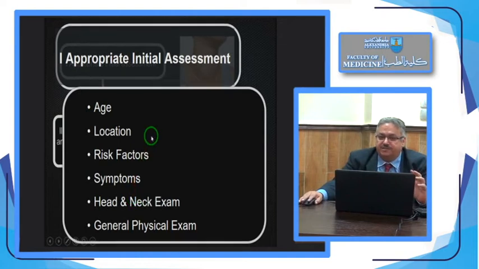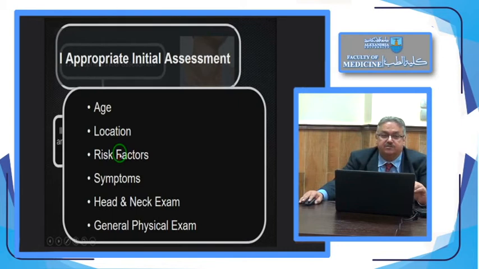The appropriate initial assessment needs to follow the scheme. We need to specify the age of the patient, the location, risk factors, symptoms, and we need to do head and neck examination, and we need not to forget the general physical examination. So, number 1, age. Number 2, location.